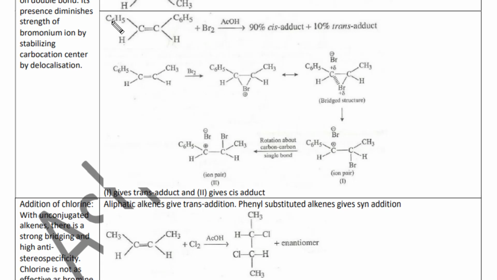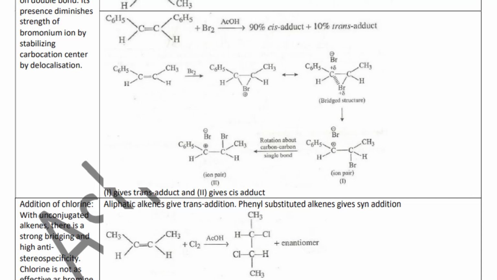So now we see that we are getting 90% cis and 10% trans product, because this one is giving the cis. Okay, because it is rotating, so both Br are coming on the same side. So this is a cis product, right, and which is in 90%, and on the other hand the trans product is only 10%. So here we are getting a cis because of this carbocation stabilization by the phenyl group.